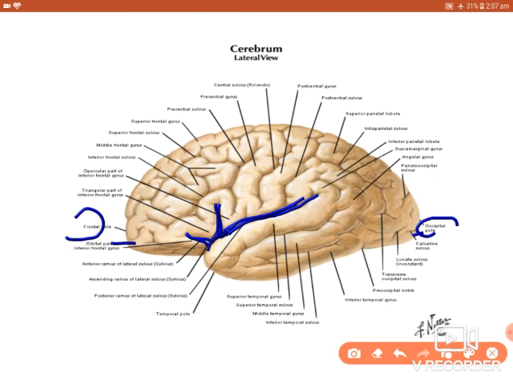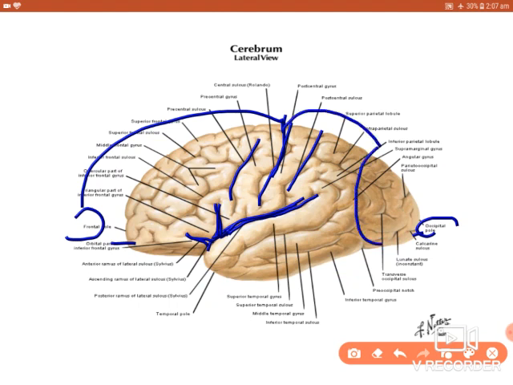Then here you can see the central sulcus and the precentral sulcus. In front of the central sulcus is the frontal lobe. This is the postcentral sulcus, and behind it is the parietal lobe. This is the occipital lobe, and here is the temporal lobe.